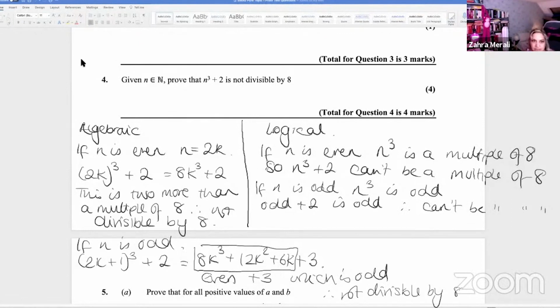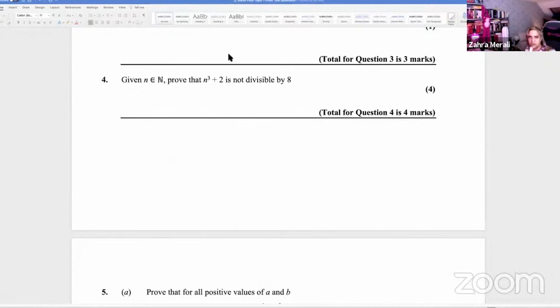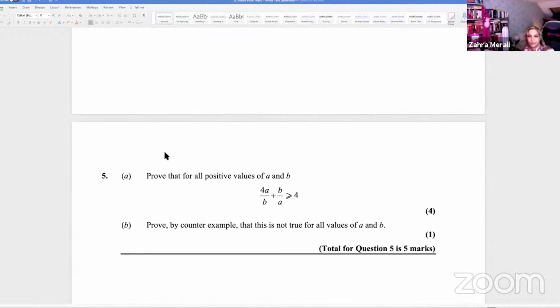So hopefully that makes sense. You've got 2 options. It doesn't matter which way you do it, you would get full marks, but it depends sort of how your brain works. Generally, if you can't think of these things, go with the algebraic approach because it'll always work, and you don't have to worry about even times odd and, you know, so on.